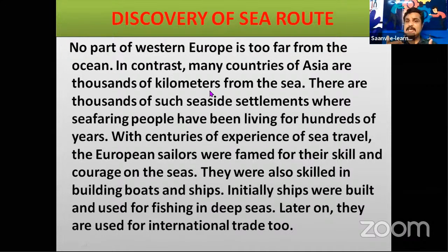So this is risky. Okay, they were also skilled in building boats and ships. Initially, ships were built and used for fishing in deep seas. Later on, they were used for international trade routes too. So two reasons are mentioned here: international trade routes, and fishing. What is the necessity of international trade? Because they needed some items, especially from India or other countries. So their minerals or their wealth, they could exchange.